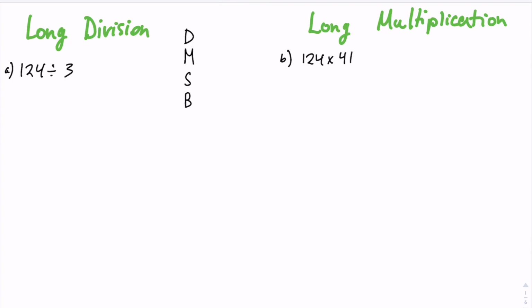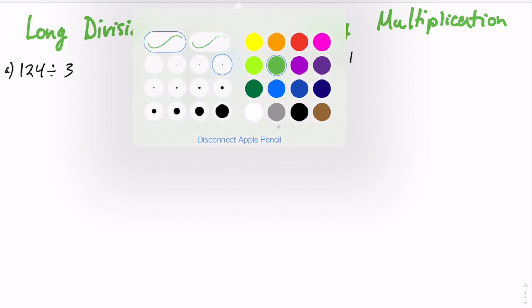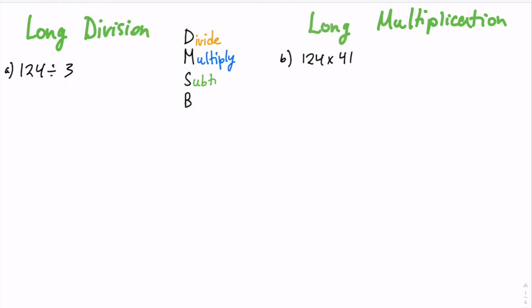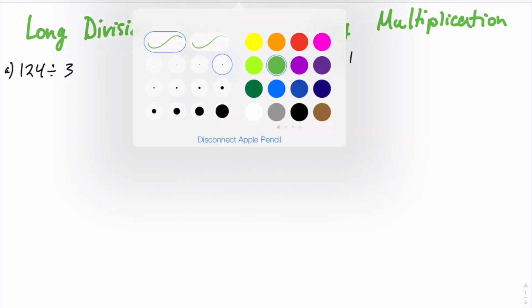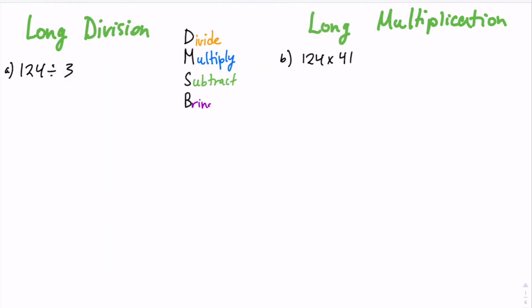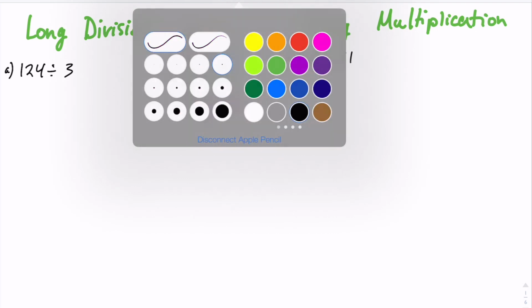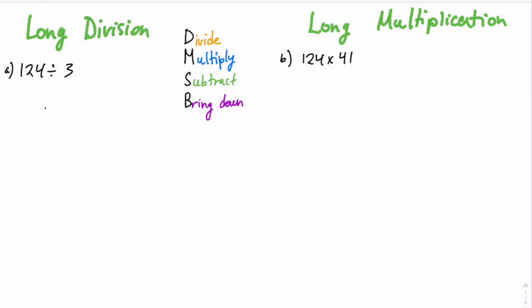So in long division, there's this nice acronym, DMSB, which teaches you the order of operations. So let's just write here. D stands for divide, M stands for multiply, S stands for subtract, and B stands for bring down. Okay? So that's exactly what we're going to do. We're going to set this up.